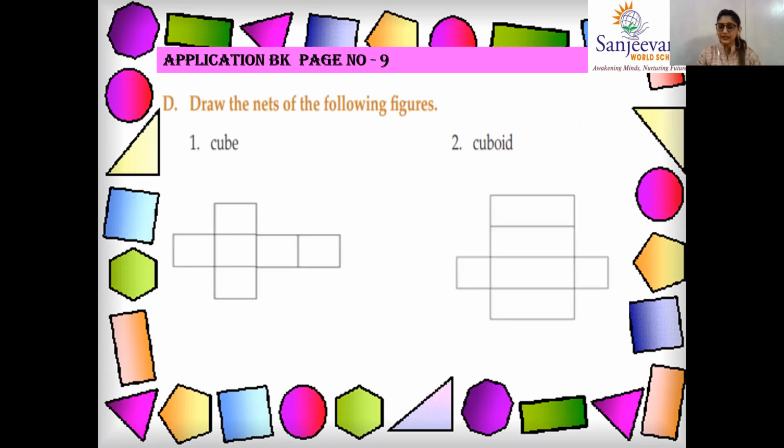It should have 4 rectangles and 2 squares. In the net of cube, all the 6 should be squares. But over here, we will have 4 rectangles and 2 squares. When you fold this up, you will get a cuboid, a 3D model. So this is the net of cuboid. Again over here you have to draw using your scale and your sharpened pencil, and draw this net.